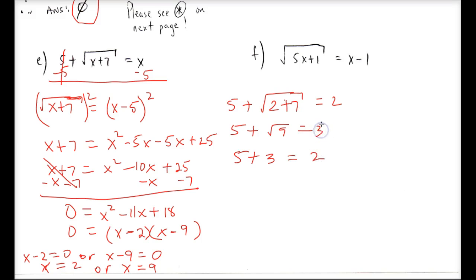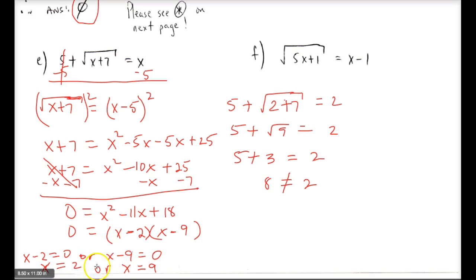And this should be, kind of messed that up here, so let's fix that. This should be a 2. And so you see here that 8 does not equal 2. So we see that the answer 2 is what we call an extraneous solution. Okay, so we know that the 2 would not work in this case.